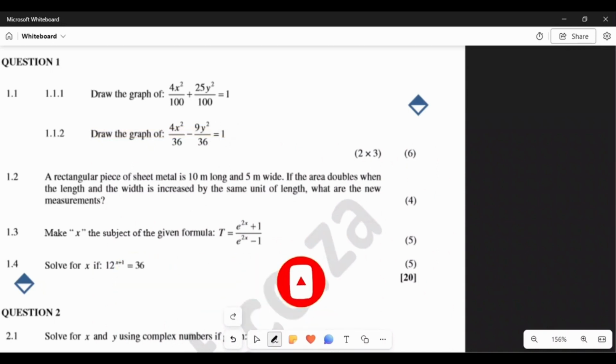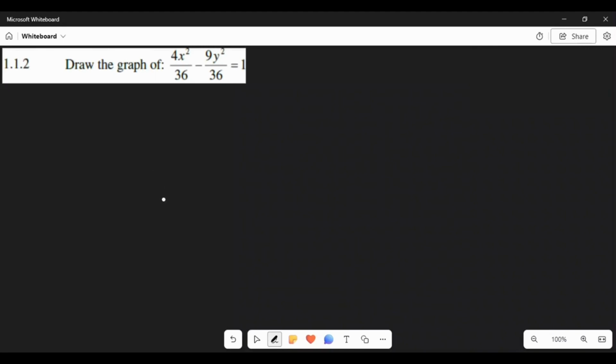So I'm going to copy this question again because they want us to draw a graph again. Okay, guys, so I already copied this question. So they want you to draw the graph that you see here, guys. If you look at this graph, it kind of looks similar to the one that we just did before, but it's really not the same.